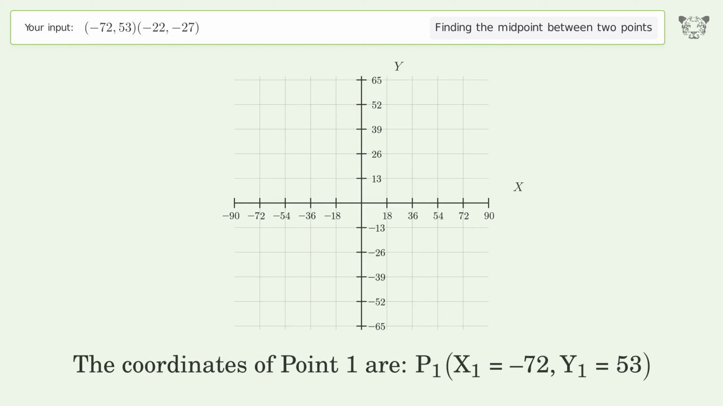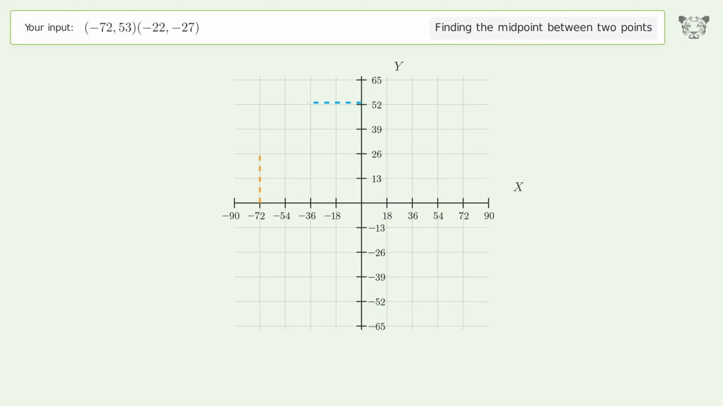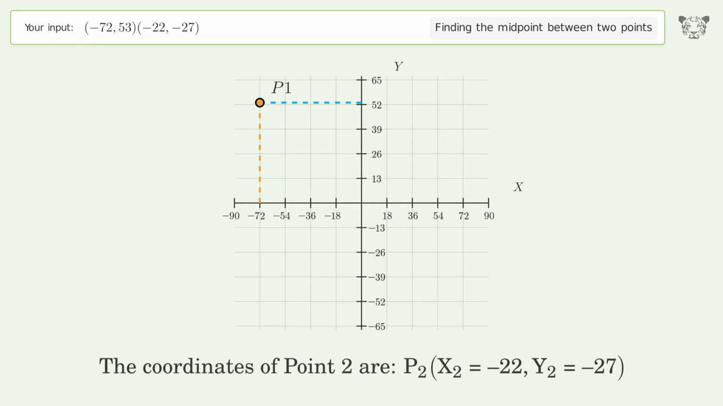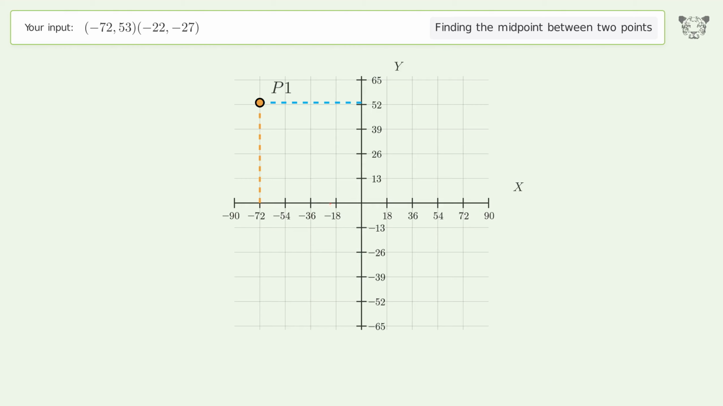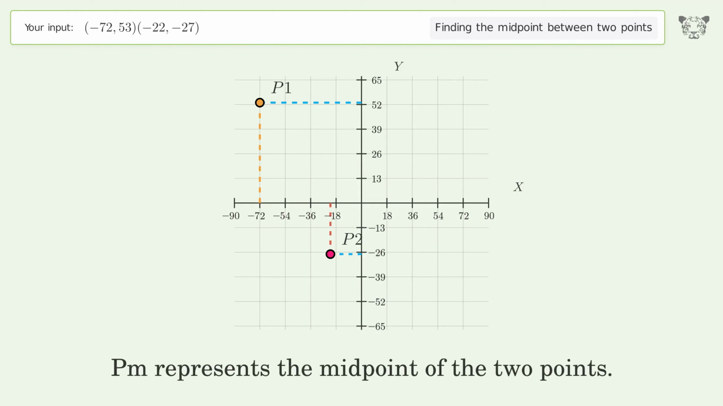The coordinates of point 1 are, x1 equals negative 72, y1 equals 53. The coordinates of point 2 are, x2 equals negative 22, y2 equals negative 27. PM represents the midpoint of the 2 points.